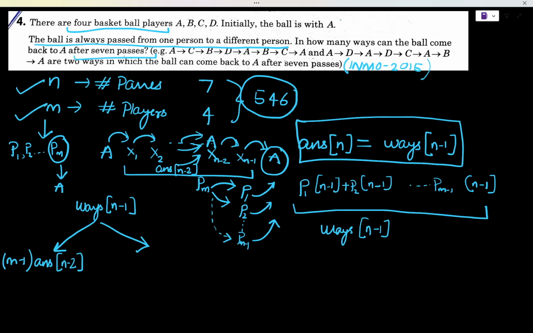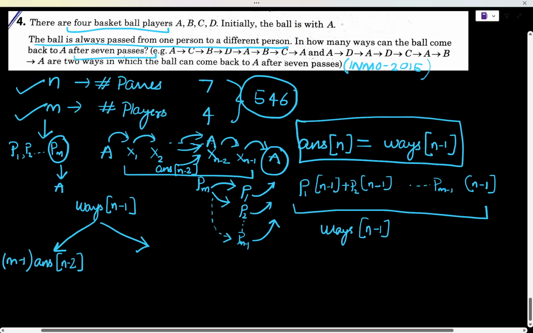What is the other possibility? That they are receiving the ball from one among themselves. They are not receiving it from A. That will be a little tricky to understand, so let me choose a separate color and try to explain that.